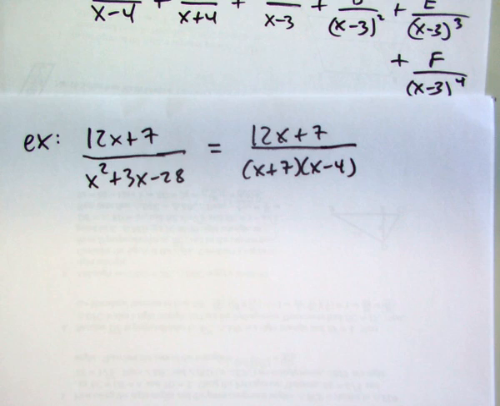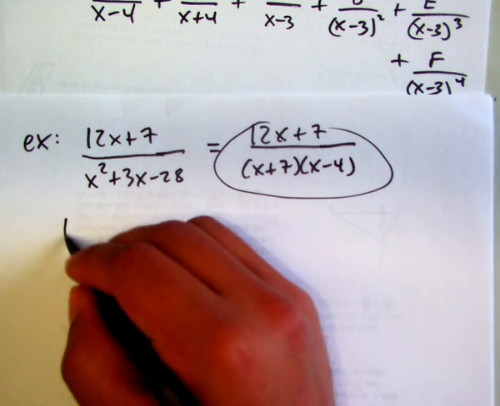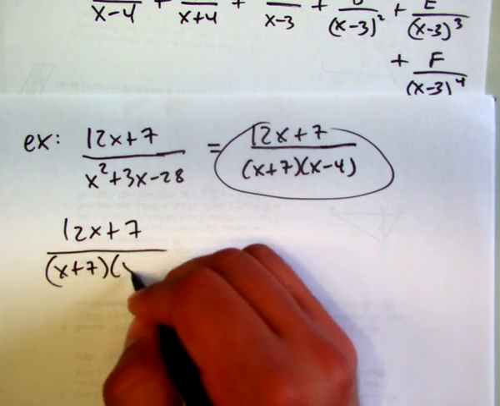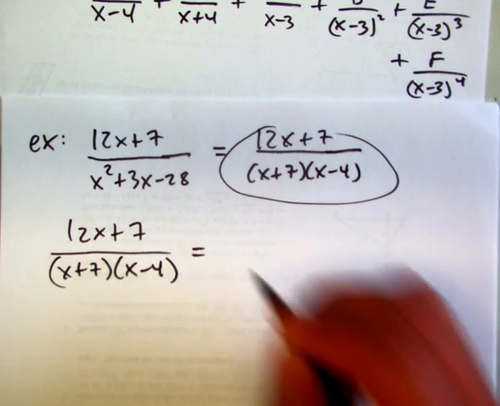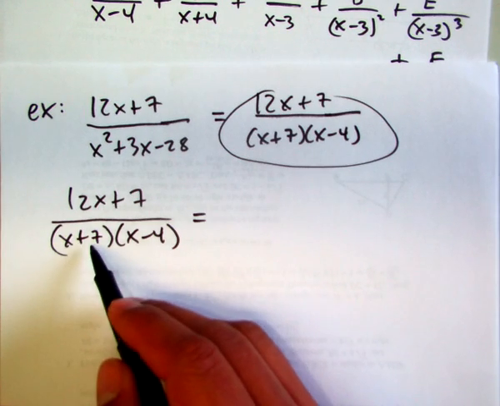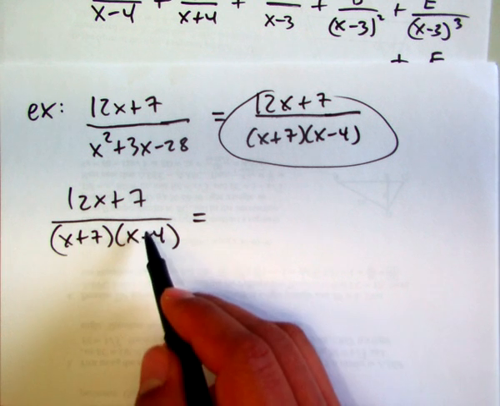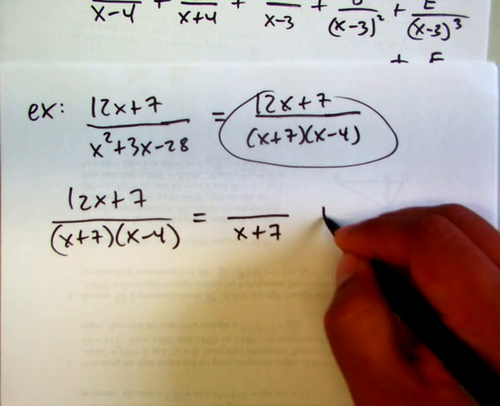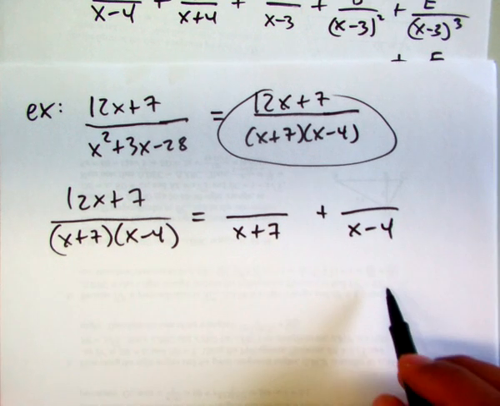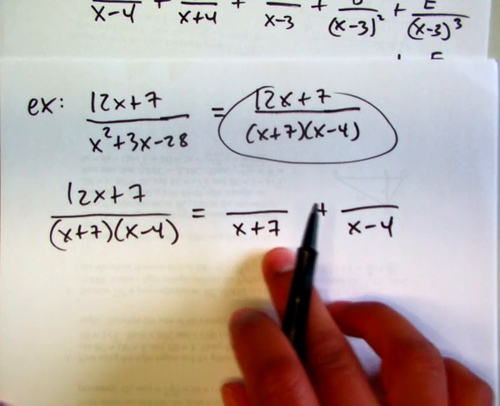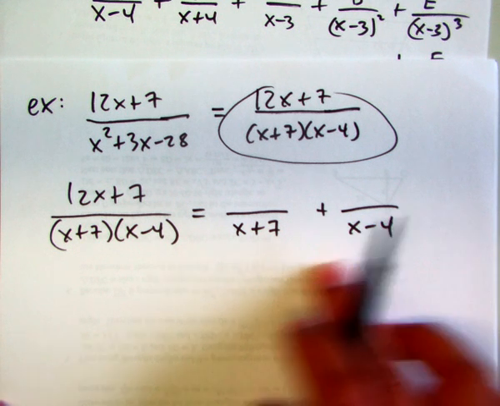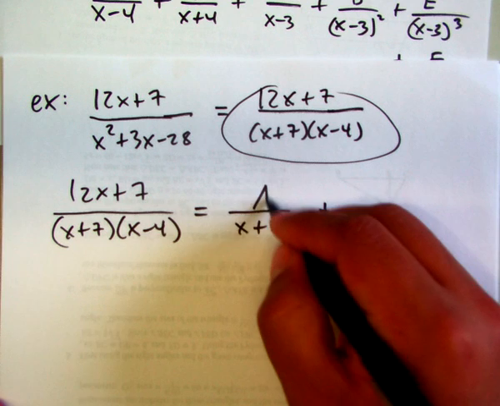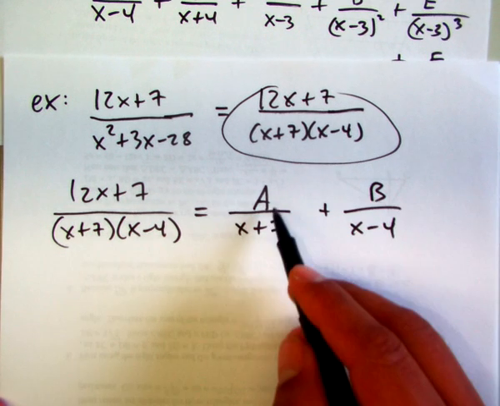Okay, so now after it's factored, you take that fraction and do the setup that we've been talking about. All you do is look at the denominators that you have: x plus 7, x minus 4. These are each linear, so we just need one fraction for each of those. So it looks like some fraction over x plus 7 plus another fraction over x minus 4 is what might have created this. Since these are linear, we'll call the top A and the top B.